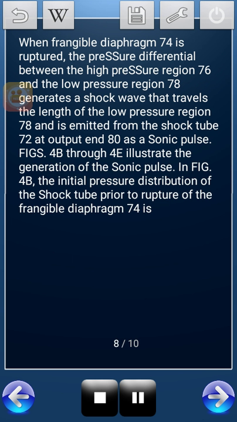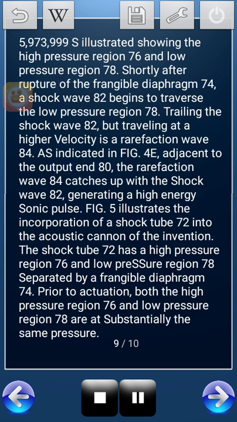Figs. 4b through 4e illustrate the generation of the sonic pulse. In Fig. 4b, the initial pressure distribution of the shock tube prior to rupture of the frangible diaphragm 74 is illustrated, showing the high pressure region 76 and low pressure region 78. Shortly after rupture of the frangible diaphragm 74, a shock wave 82 begins to traverse the low pressure region 78. Trailing the shock wave 82, but traveling at a higher velocity, is a rarefaction wave 84, as indicated in Fig. 4e. Adjacent to the output end 80, the rarefaction wave 84 catches up with the shock wave 82, generating a high-energy sonic pulse.